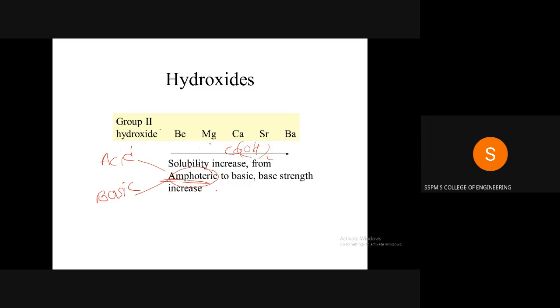So beryllium hydroxide, Be(OH)2, is an amphoteric hydroxide. Amphoteric hydroxide means it has both characteristics, acid as well as base. Hence it is called an amphoteric hydroxide. So solubility increases from amphoteric to basic, and base strength will increase.